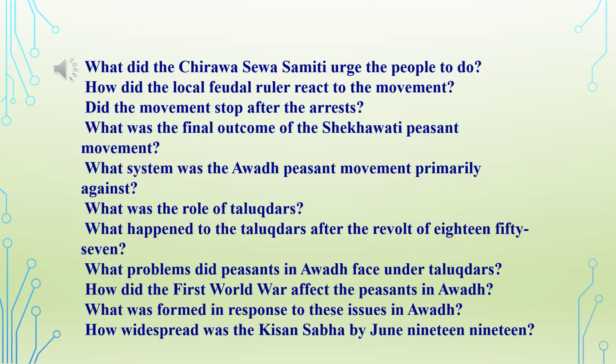What system was the Awadh peasant movement primarily against? What was the role of Talukdars? What happened to the Talukdars after the revolt of 1857? What problems did peasants in Awadh face under Talukdars?